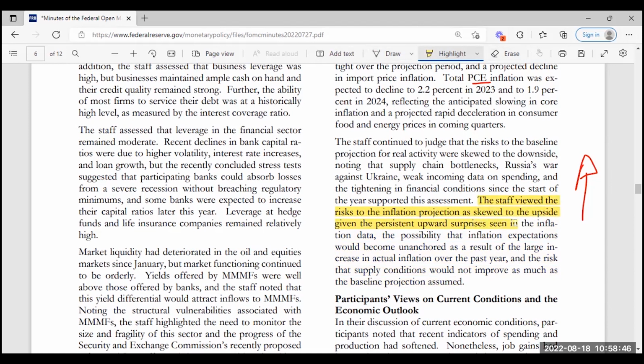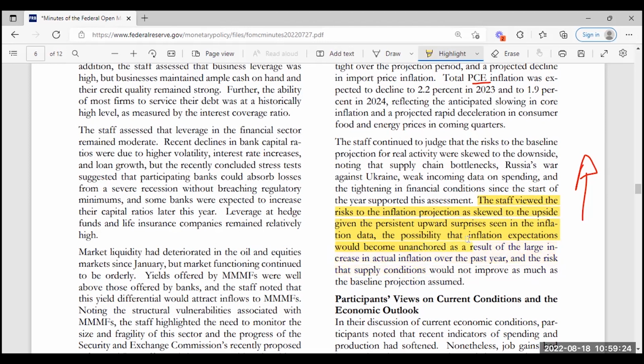Because of so many surprises, you think inflation stopped and boom, surprise: the possibility that inflation expectations would become unanchored as a result of the large increase in actual inflation over the past year, and the risk that supply conditions, supply chains, right? Commodity prices are going down because of oil, and food started to go down as the Ukraine wheat situation improved. But having more Fed fund rates or CPI data going down doesn't change the chip shortage in the tech industry in the world right now. What are we going to do about these basic things?